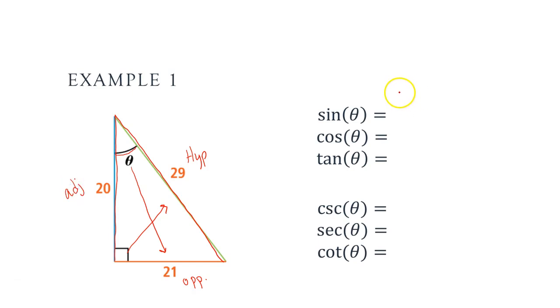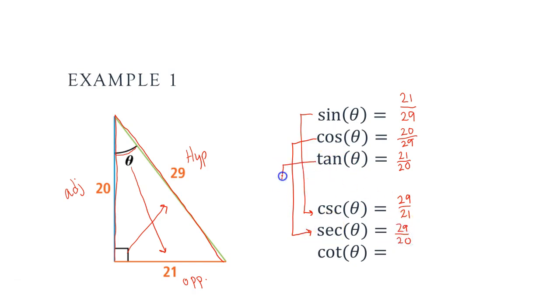So sine would be opposite over hypotenuse. Cosine would be adjacent over hypotenuse. Tangent would be opposite over adjacent. And cosecant is going to be sine flipped over. It's the reciprocal of sine, so 29/21. Secant is the reciprocal of cosine, so 29/20. And cotangent is the reciprocal of tangent, so 20/21.